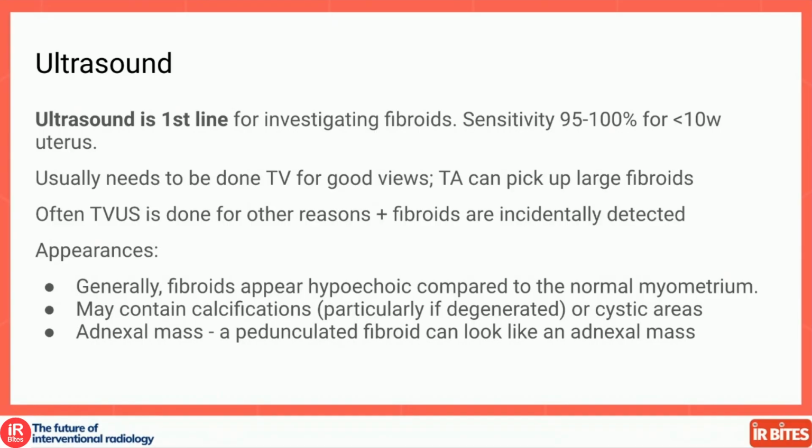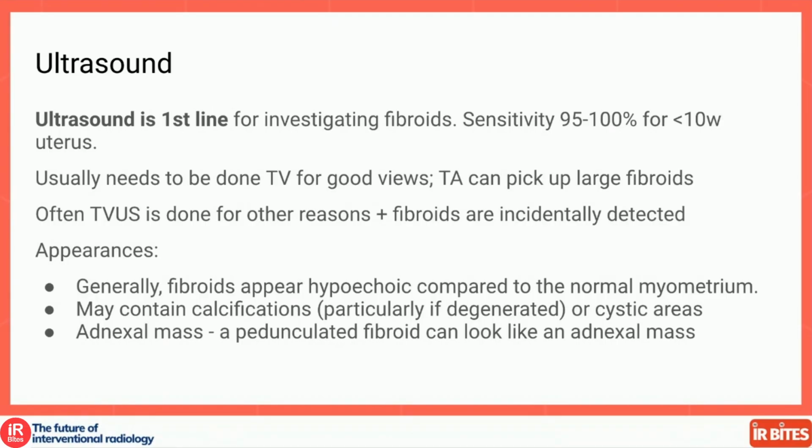So usually they appear darker on ultrasound, so it's hypoechoic compared to the normal tissue. But depending on what's happened to the fibroid, it might appear a bit different. So calcium appears different on ultrasound, appearing as a shadow, basically. Or if the fibroid is degenerated or has cystic areas, they can also show up on ultrasound.